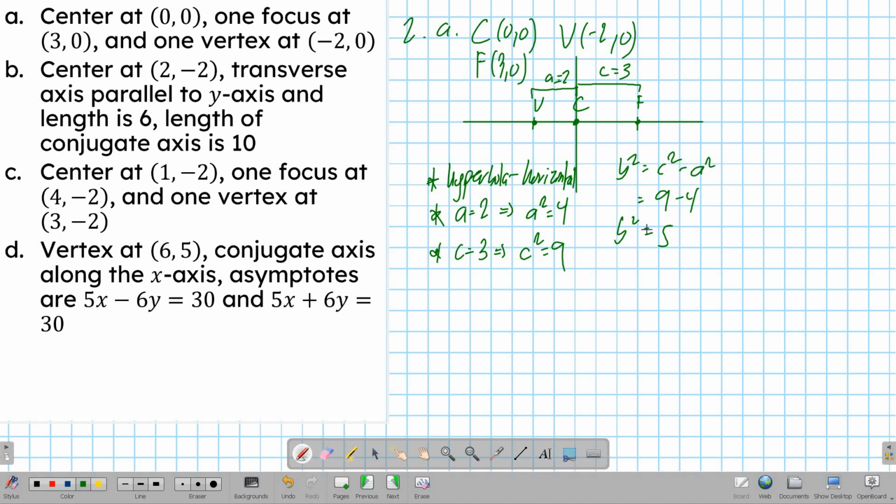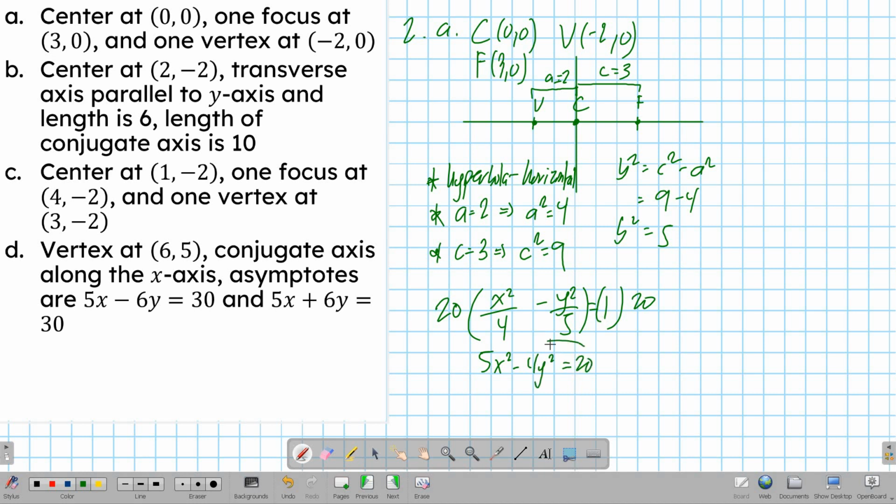Now we can write the standard form and then return to the general form. Since the center is 0, 0 and it's horizontal, x squared is positive. Therefore, I'm going to have x squared over 4 minus y squared over 5 equals 1. To write this in general form, I need to find the LCD. Since 4 and 5 are relatively prime, the LCD is their product, which is 20. Therefore, this becomes 5x squared minus 4y squared equals 20.